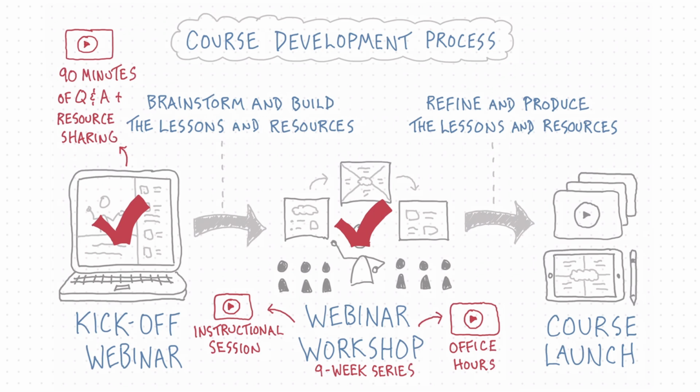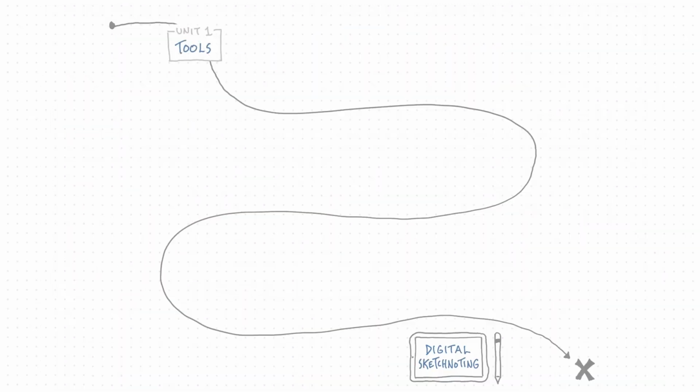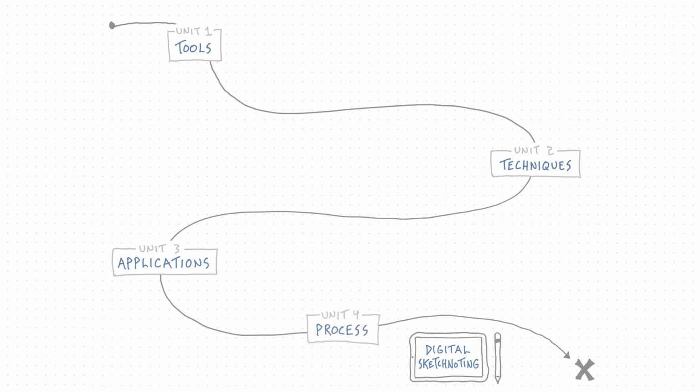And to give you a sense for the flow of that webinar workshop series, here's the course roadmap that we followed. The first unit will be all about tools, which ones to use, what mindset to keep in mind as you select your tools. Then the second unit will be about techniques. This is where we'll look at the specific features that are available within the tablets and the apps that you might use and how you might use them effectively as a sketchnoter. Then in the third unit, we'll look at specific applications, what you might do with your digital sketchnoting skills. And then in the last unit, we'll focus specifically on your digital sketchnoting process.